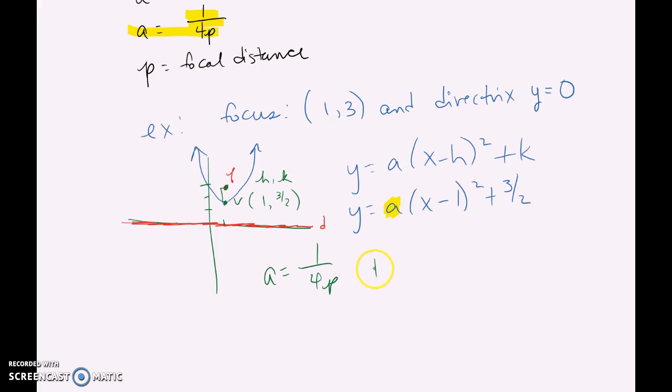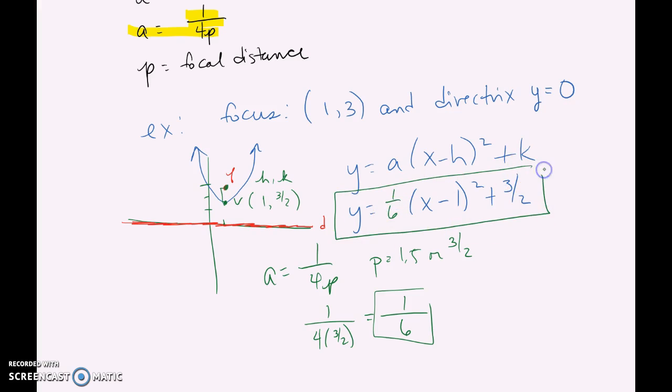So I believe that's 1.5 away. So if my P is 1.5 or 3 halves, right? That's how far away those are. Then what I'm going to do is plug that in right there and do a little algebra. So 1 over 4 times 3 halves. And when I simplify that, let's see, 4 times 3 halves, guys. Isn't that a 6? So the A value just turned into 1 over 6. And then all you have to do from there is take it and plug it back in. And that is how you finish up an equation.